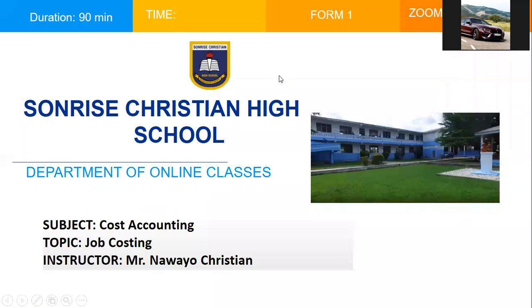A new topic, which is job costing. So earlier, when we started cost accounting, we looked at cost methods. Is that not it? And then under cost methods, we have job costing, contract costing, process costing, etc. Okay, we will be taking them one after the other.